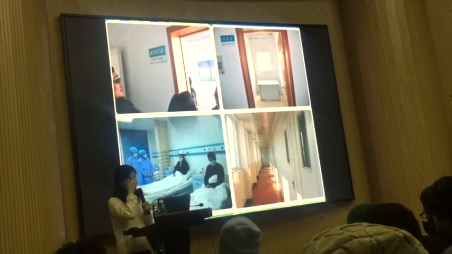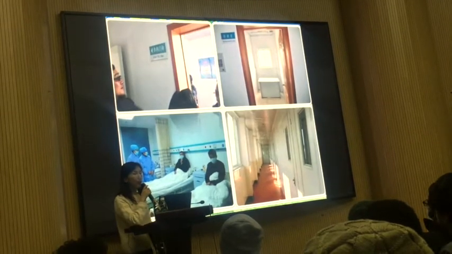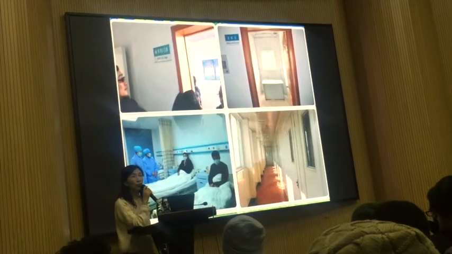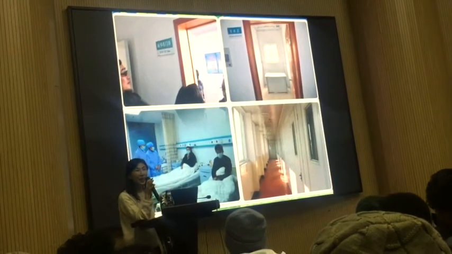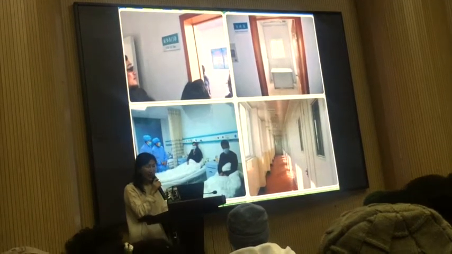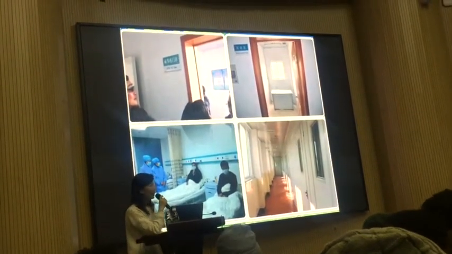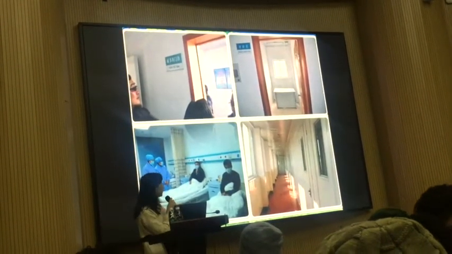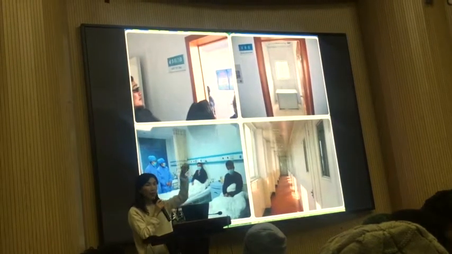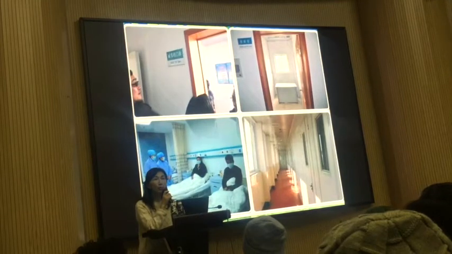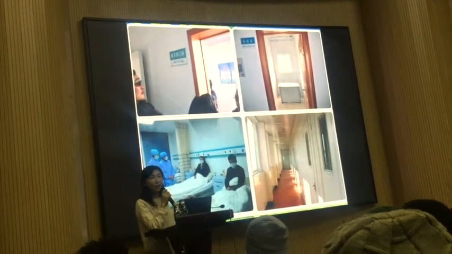And this is some picture of Zhenjiang TB designated hospital. Have you ever been to Zhenjiang? Yes, so you have been to many places, Zhenjiang and Nanjing. This is the FDR-TB clinic, and this is the ward. I know some of you do some research work in this hospital in Zhenjiang.